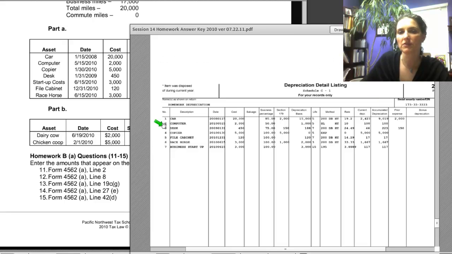Next comes the computer. The computer was placed in service in 2010. It has a cost of $2,000. The business use percentage is 50%. That leaves us with a depreciable basis of $1,000. And of course, it is 5-year property, but because it is not used more than 50% in a business, we have to use straight line depreciation under the alternative depreciation system and apply a half-year convention. Once we do that, we end up with a rate of 10% for the first year and a depreciation deduction of $100. Of course, the computer has to be listed in Part 5 of Form 4562.